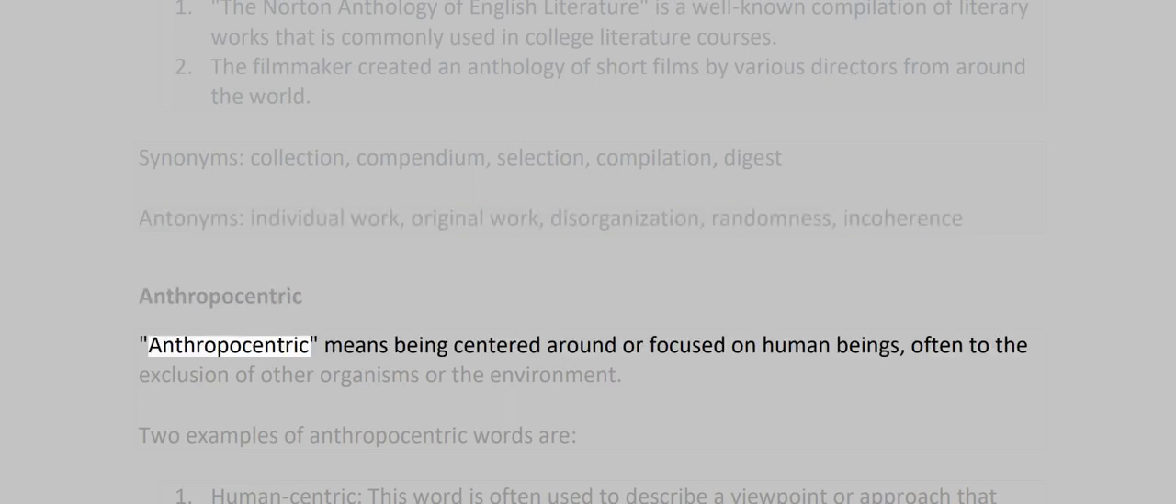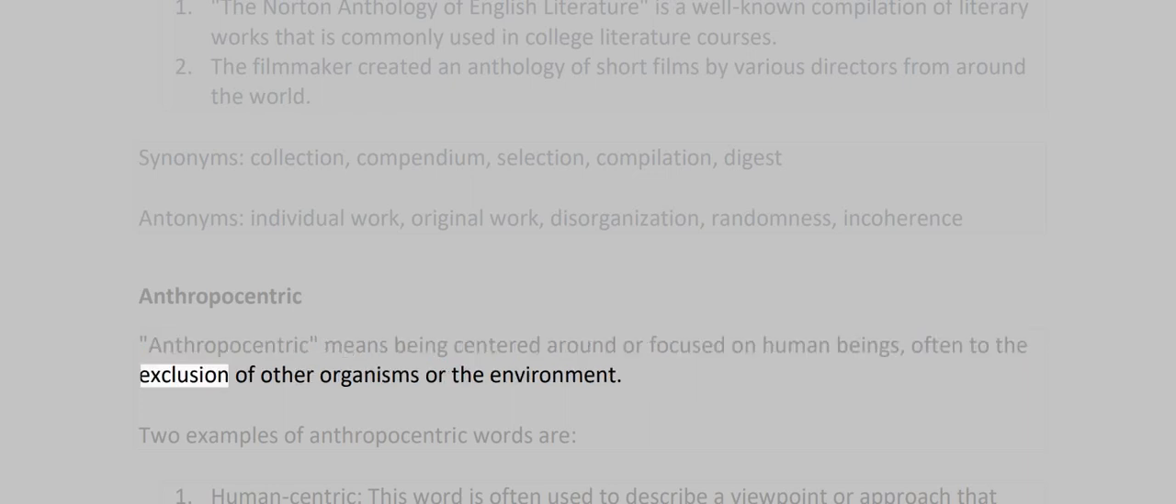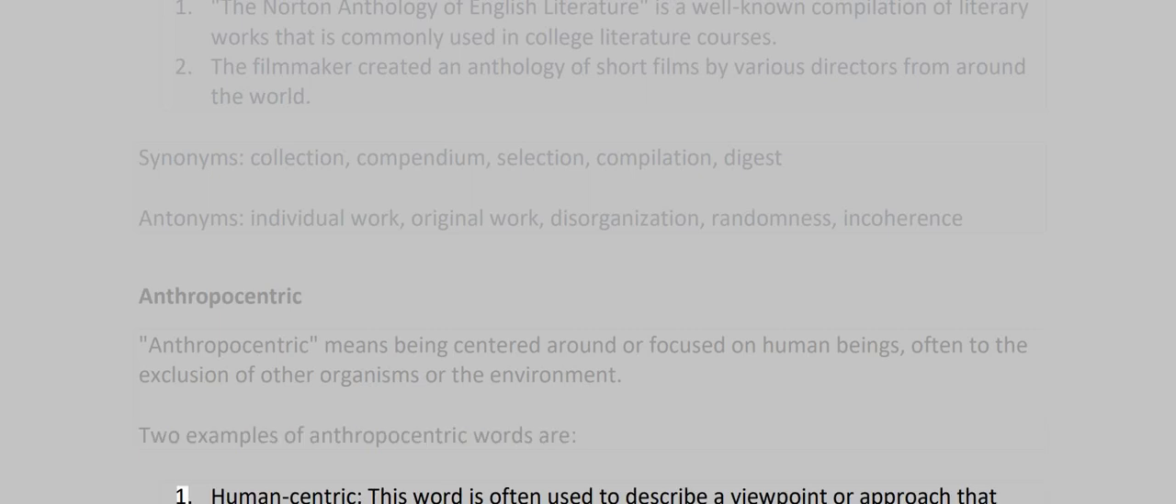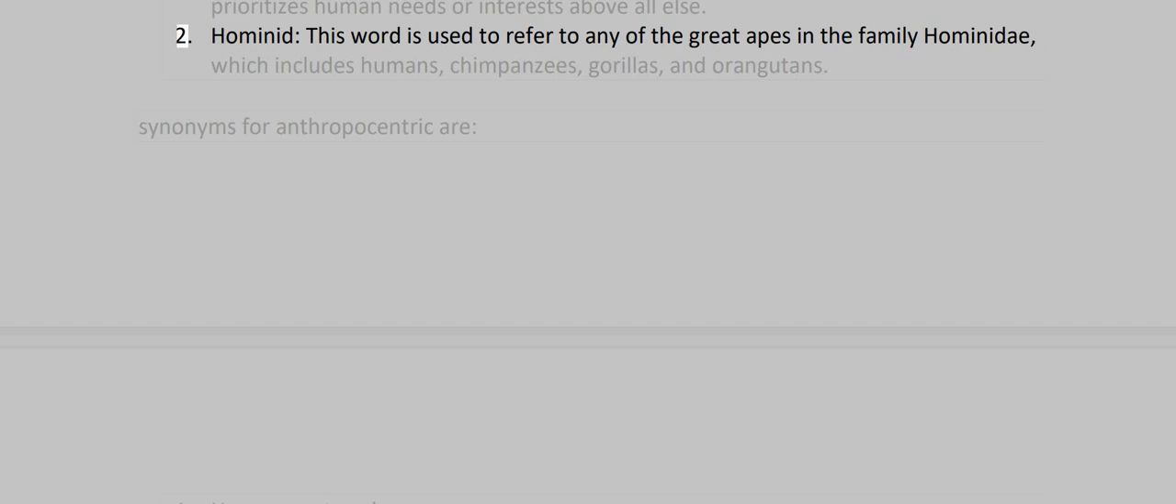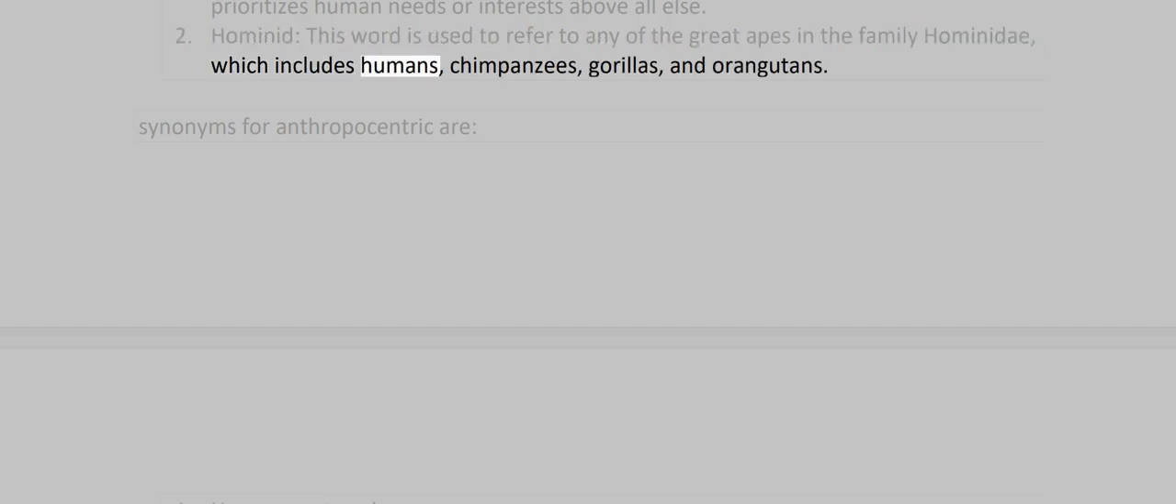Anthropocentric. Anthropocentric means being centered around or focused on human beings, often to the exclusion of other organisms or the environment. Two examples of anthropocentric words are: 1. Human-centric. This word is often used to describe a viewpoint or approach that prioritizes human needs or interests above all else. 2. Hominid. This word is used to refer to any of the great apes in the family Hominidae, which includes humans, chimpanzees, gorillas, and orangutans.